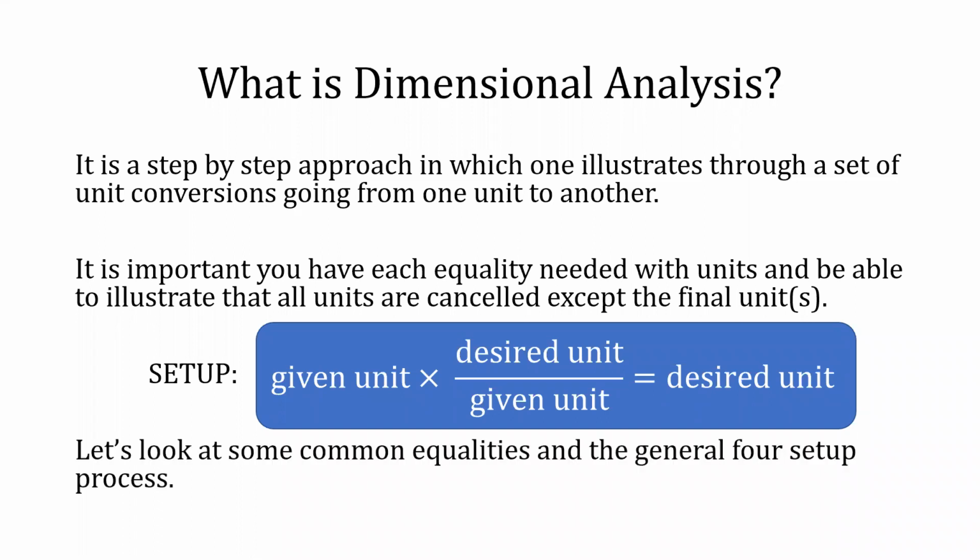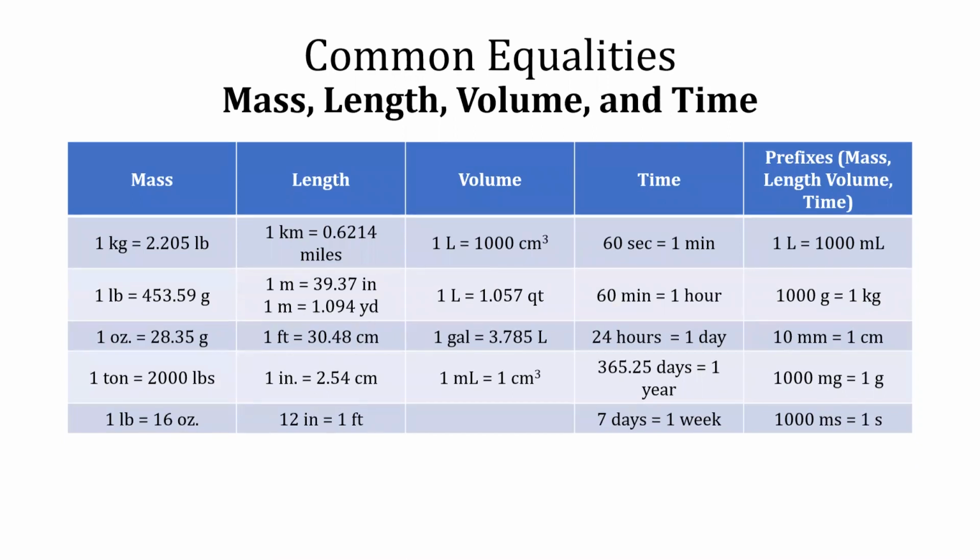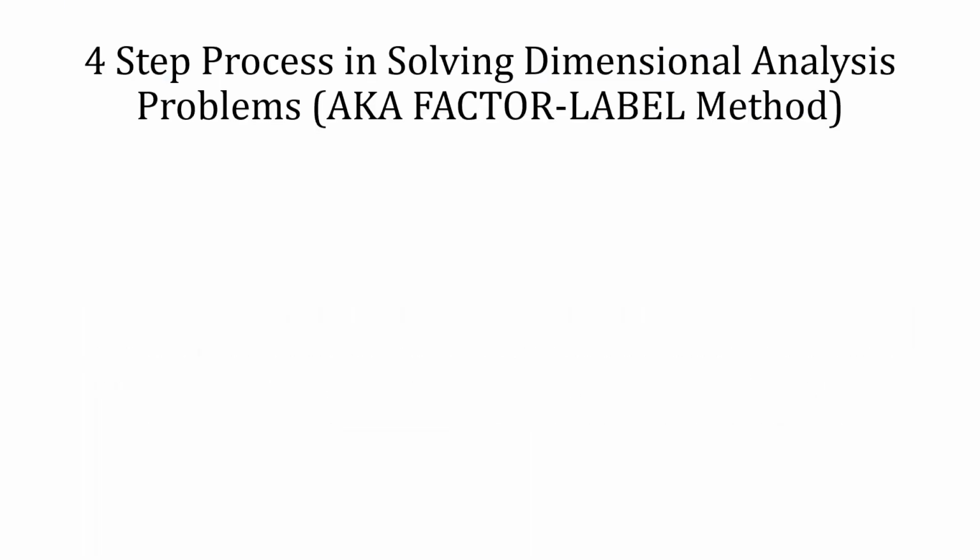Let's look at some common equalities in the general four-step process. Here are some common equalities, and they are in units of mass, length, volume, and time. The process is as follows.